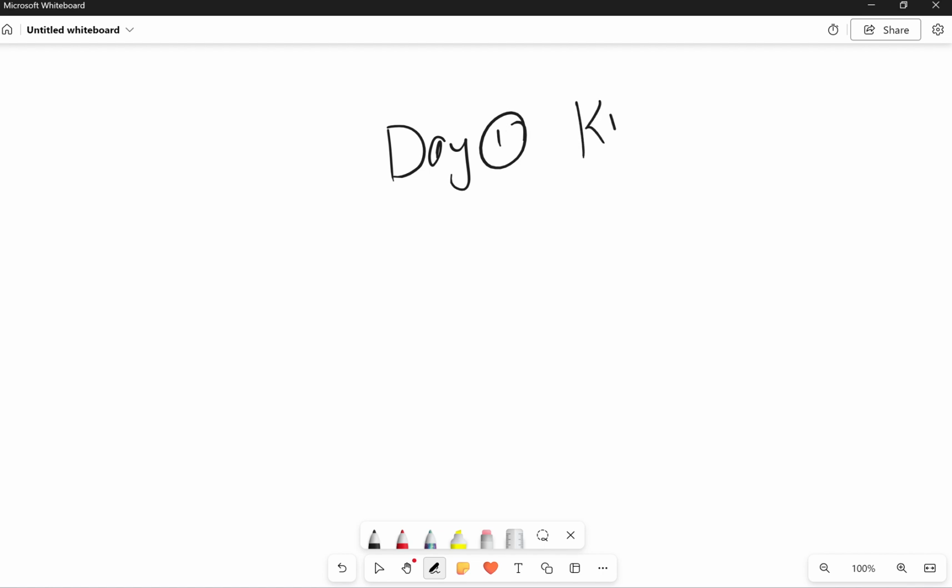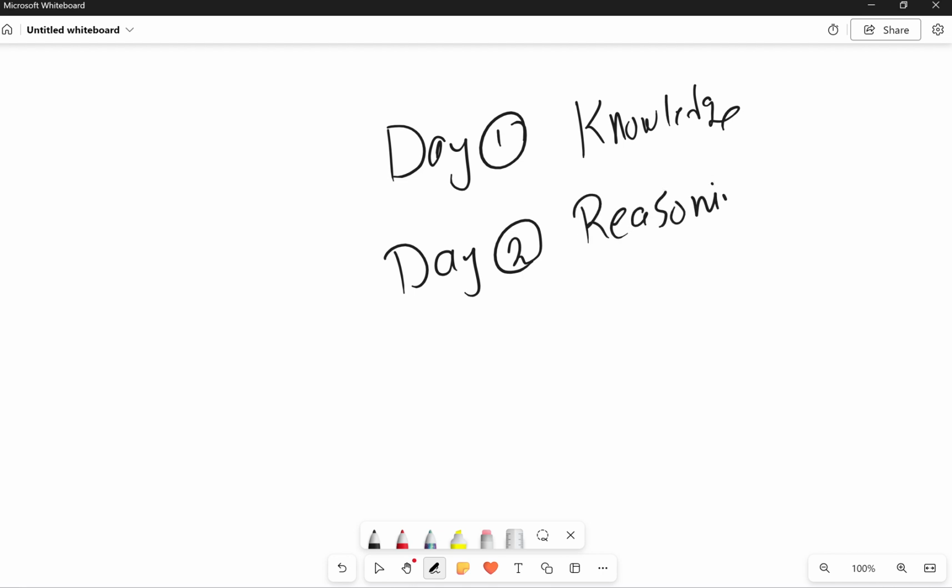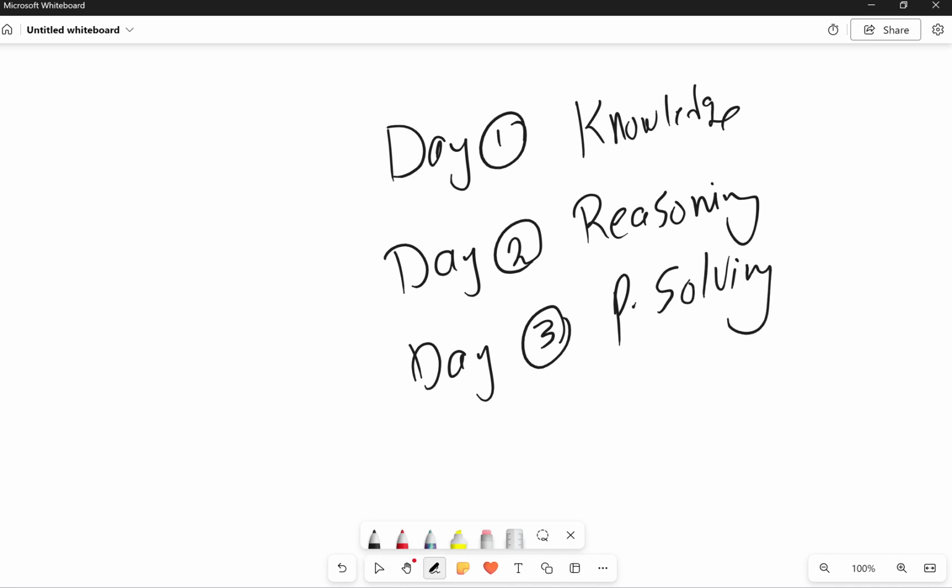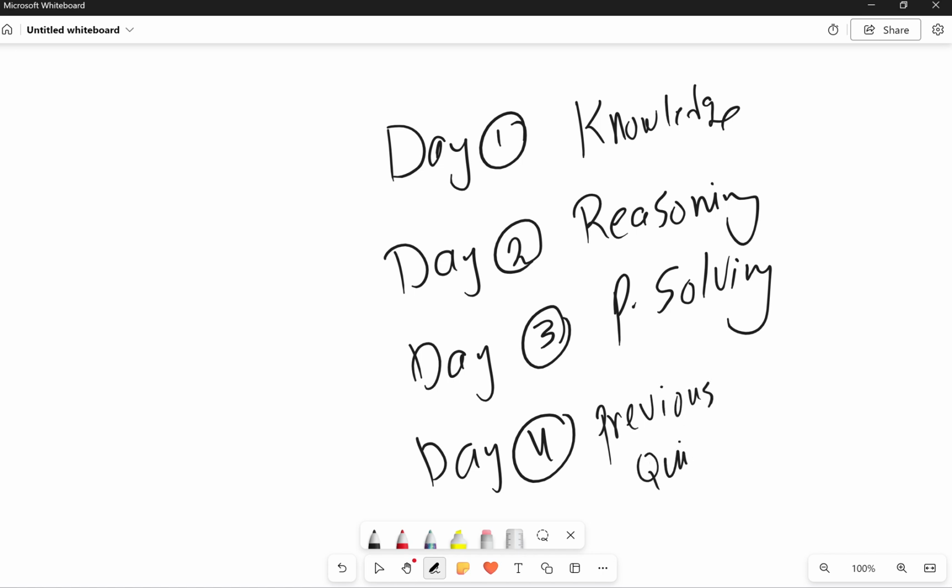You can start with the knowledge part, and day 2 you can move to the reasoning part. Day 3 you can do the problem solving, and day 4 you can make a complete revision and review all previous exams or previous quizzes, including the midterm exam paper.